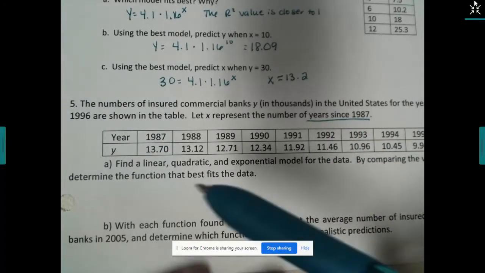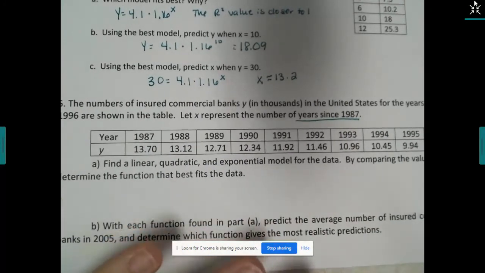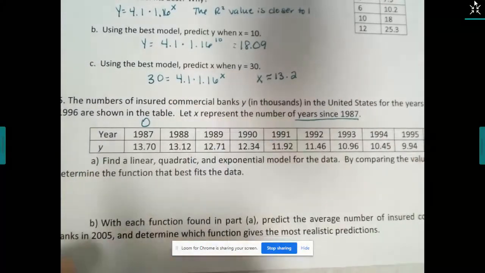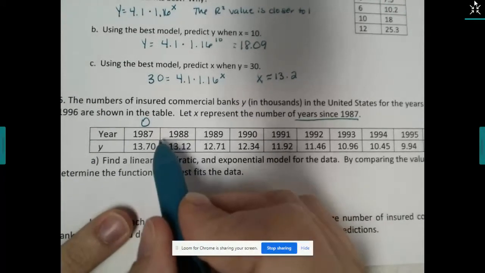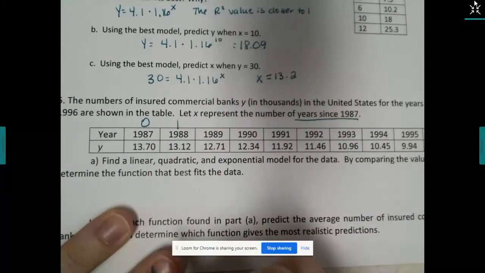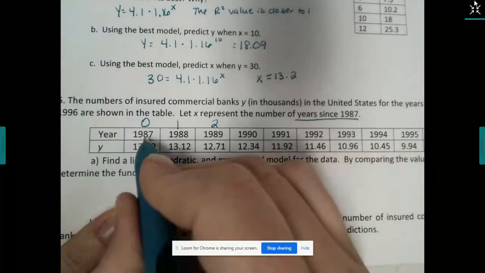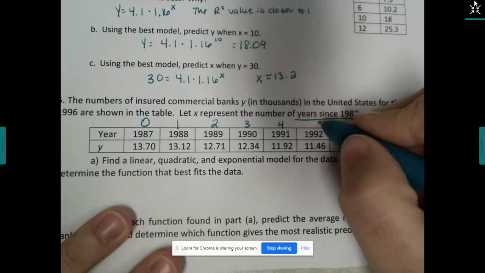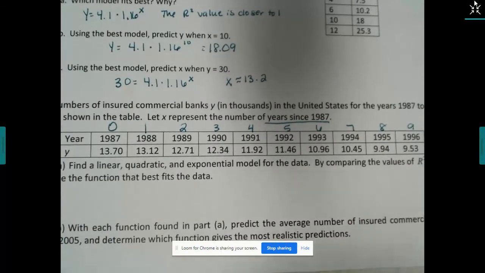The most important part when you have years like this is you never type these actual years into your calculator or into Desmos. You always want to turn them into years since something. So in this one, it's 1987. So we're going to say 1987 is our year 0. And then our next year is 1988. Well, that's 1 year later. 1989 is 2 years after 1987. 1990 is 3 years after. And then etc. We can keep going. So 1991 is 4, 5, 6, 7, 8. And then 1996 is 9 years later.